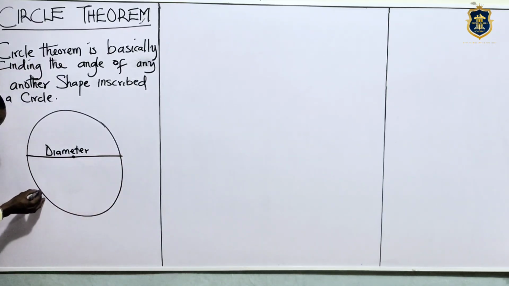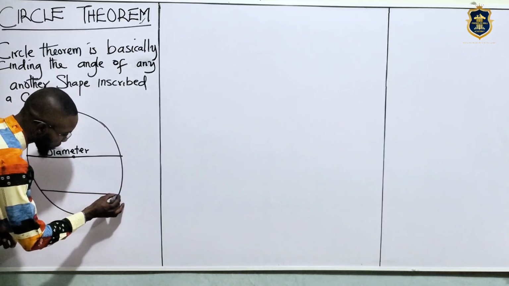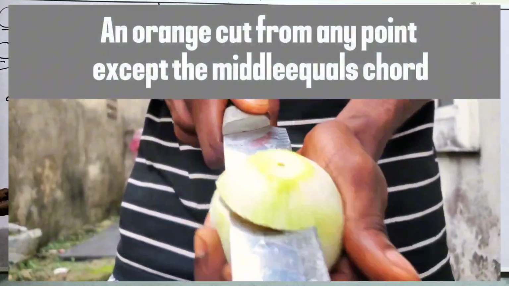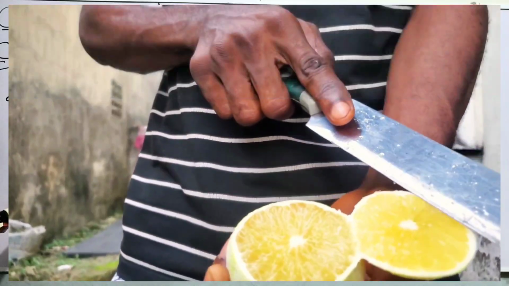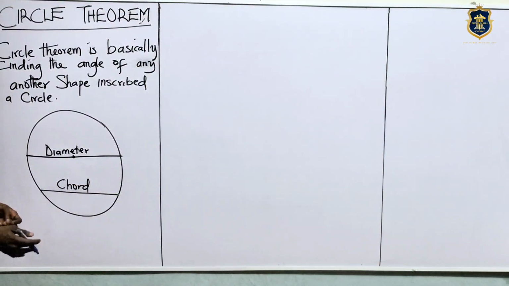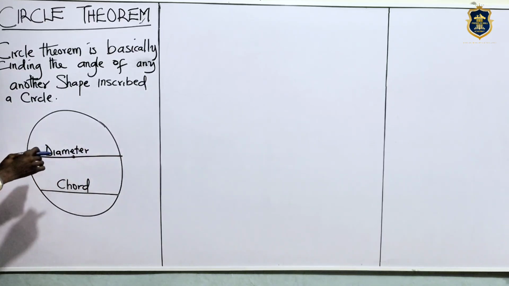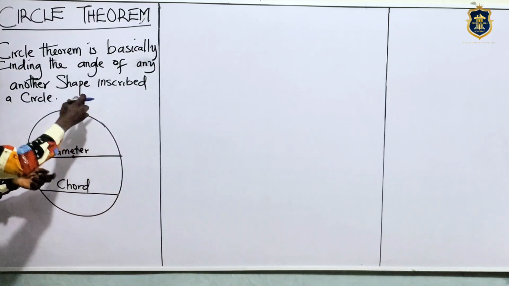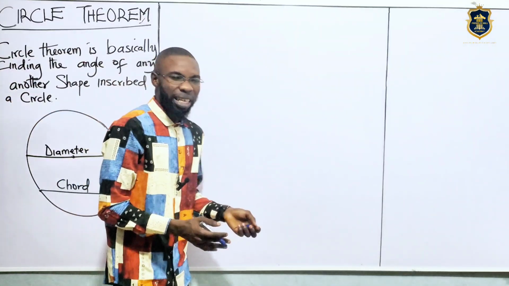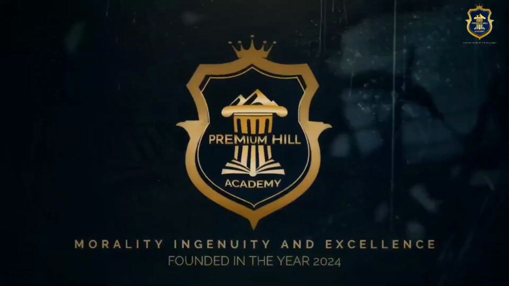But if it cuts the circle from any point of the circumference, except from the midpoint, that line is known as a chord. If one cuts at the midpoint, it's called a diameter, but if it cuts at any other point, in as much as it is cutting from one edge of the circle to another edge of the circle, it is known as a what? As a chord. Let's buttress further on what a chord is.